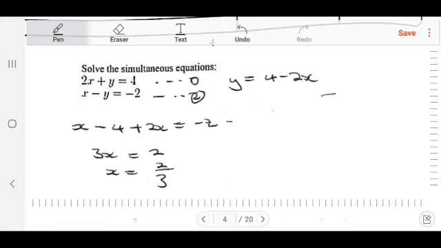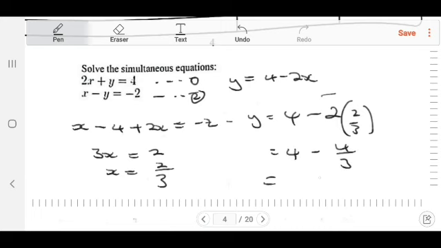Then substituting here, I get y equals 4 minus 2, putting 2 over 3 there, which equals 4 minus 4 over 3, which equals what?